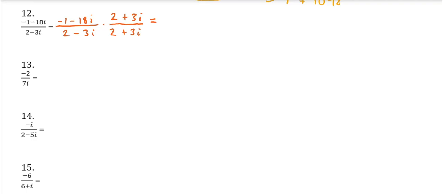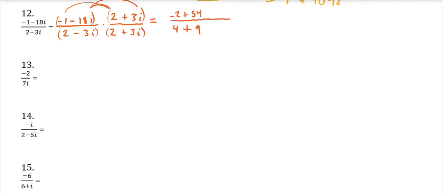Now, this requires 2 complex multiplications in order to pull off. What's going to happen on the bottom, though, is pretty nice, because on the bottom, we have a number times its conjugate. So we'll have 2 times 2 is 4, minus 3 times positive 3 is minus 9, but then times i squared gives me plus 9. And on the top, we actually have to FOIL this out. We have minus 2 for the first. For the last terms, we have minus 18 times positive 3. That's going to give me negative 54, but positive once we change it because of the i squared.